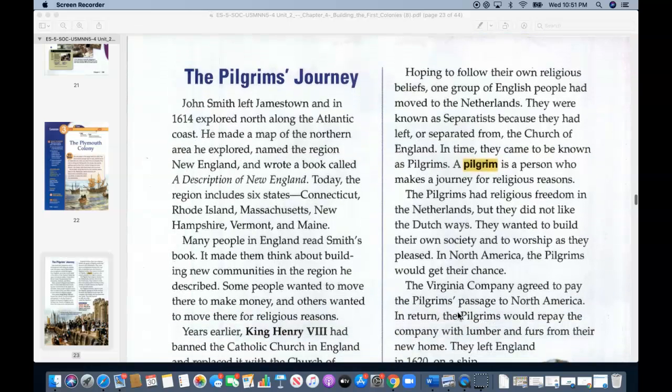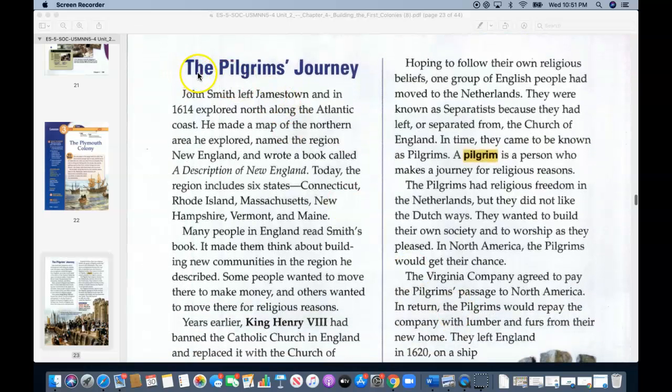Page 171. The first heading is the Pilgrims' Journey. So write this heading down in your notes, and let's look for important ideas that we can add to your notes from this section.